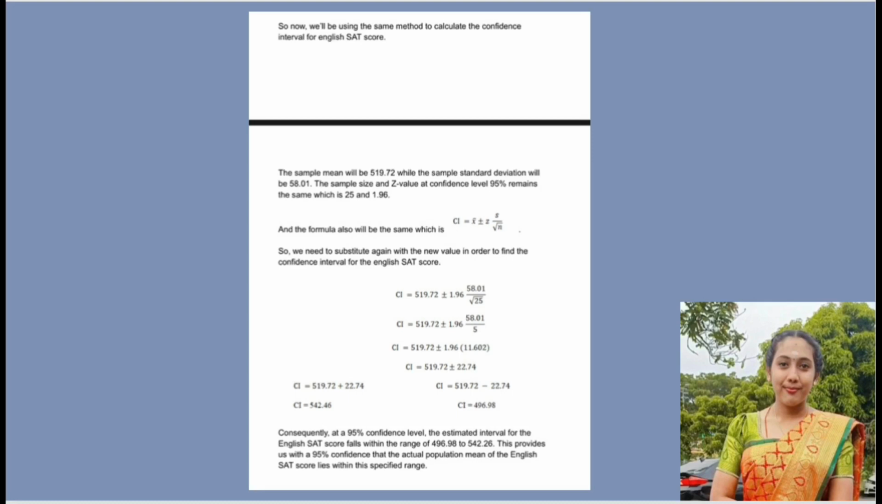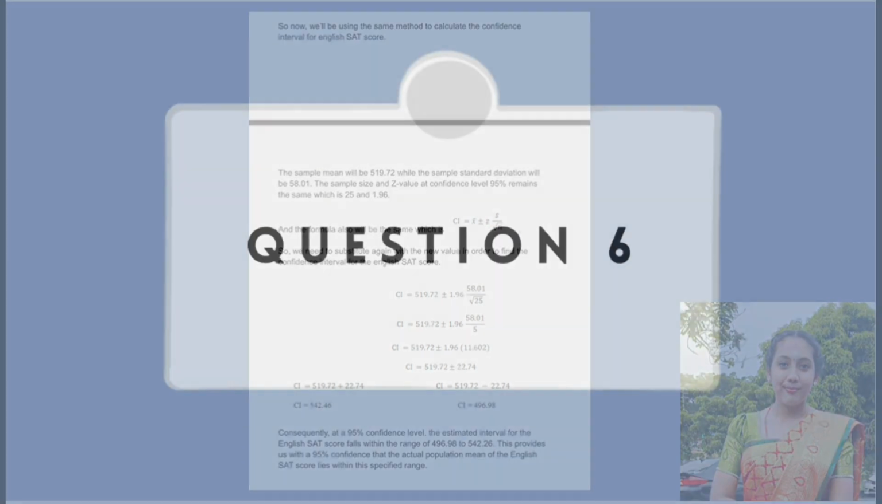Conceptually, at the 95% confidence level, the estimated interval for the English score falls within the range of 496.98 to 542.26. This provides us with 95% confidence that the actual population mean of the English score lies within the specific range.